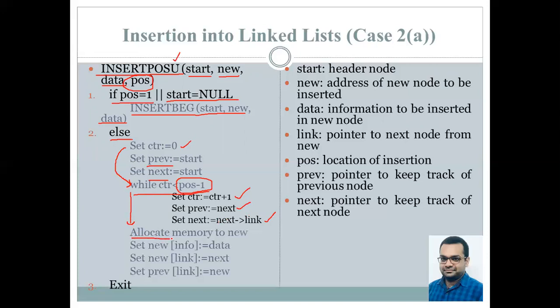Then we'll allocate memory to the new node. The information part of the new node will be assigned the value of the data that is to be inserted. Now we'll be assigning the address of the next node to the link part of the new node, and the previous link will be getting the value of the new node.